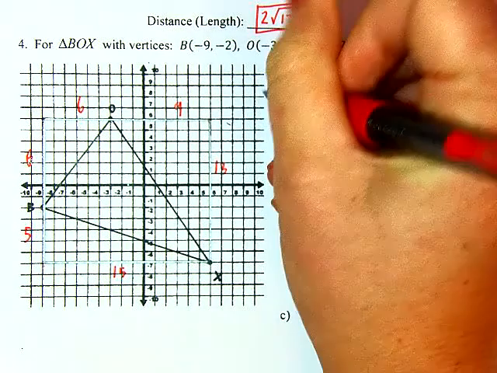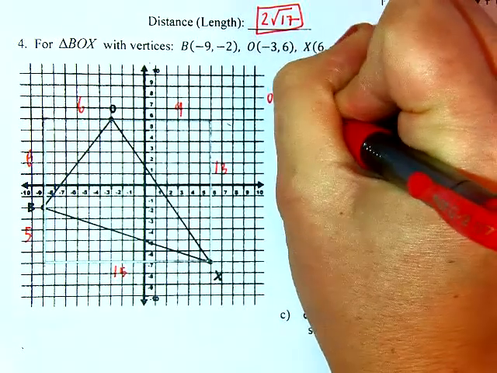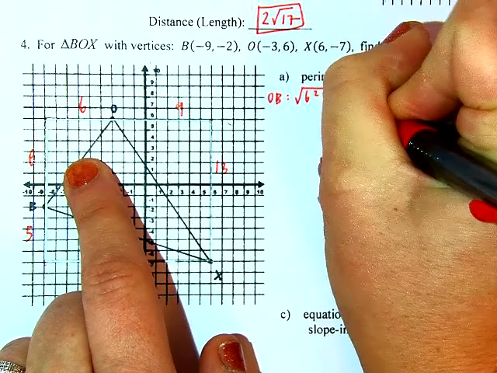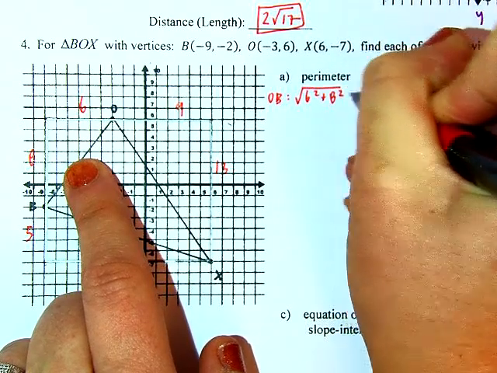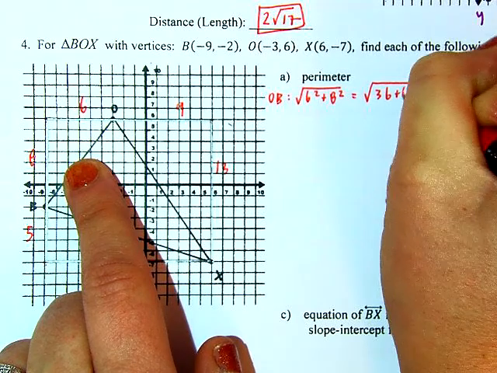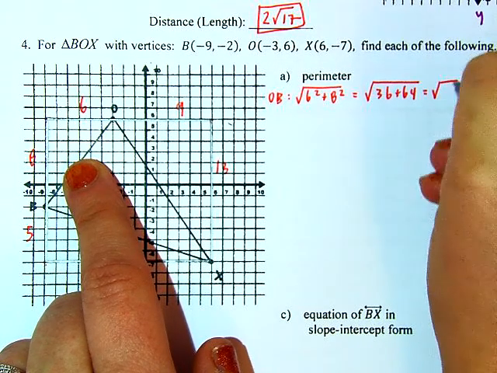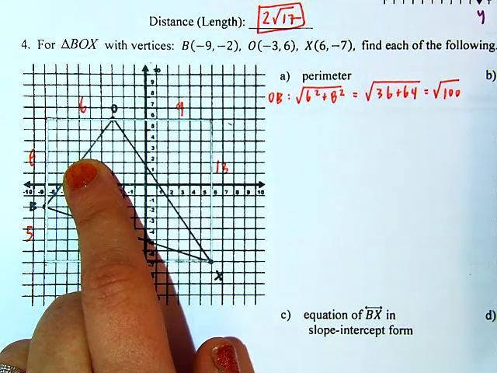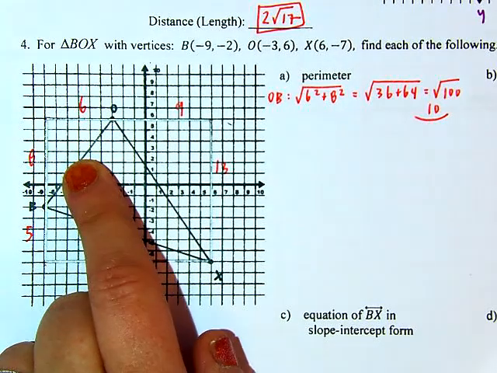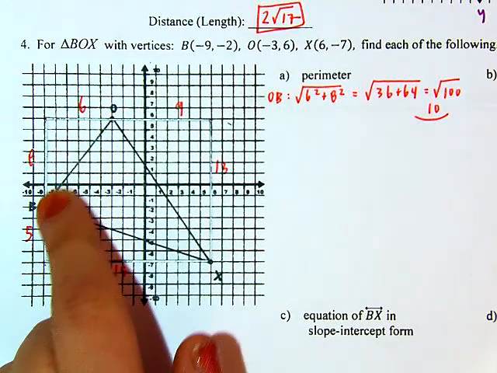So if I go OB first, I want its measure. So big square root, I'm just looking right here, of 6 squared plus 8 squared. So I have 36 plus 64, which is the square root of 100, which we love. That's a perfect square. So we end up just getting 10 for the length of OB. So this has a measure right here of 10.